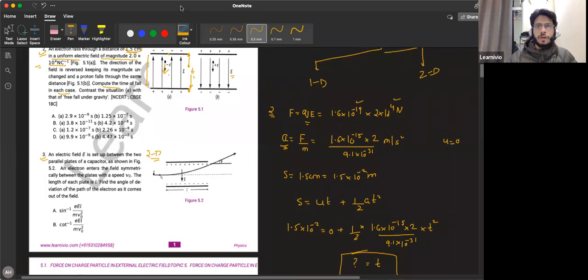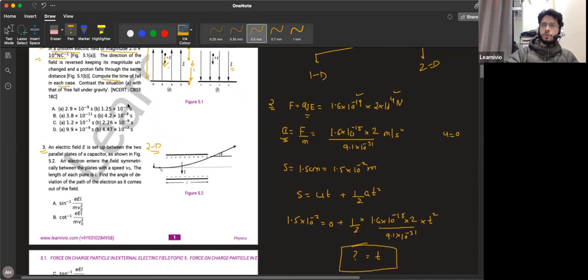Is it clear? Noha, Mehraj, Vishma, Alia? Yes, yes. Okay, just note it down. Do it on your own.